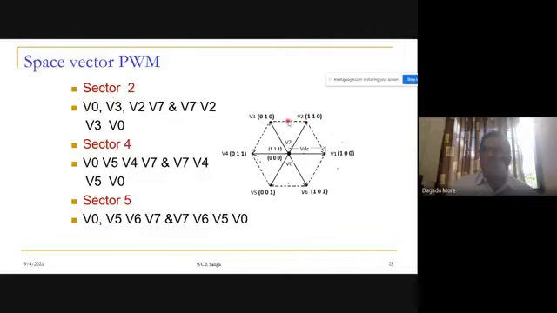This is sector 2, in which we apply V2, V3, V0, V3, V2, V7. So which sequence we can apply, that we have written here. The sequence is applied so that only one change will take place, and only one switch will be changed at a time.